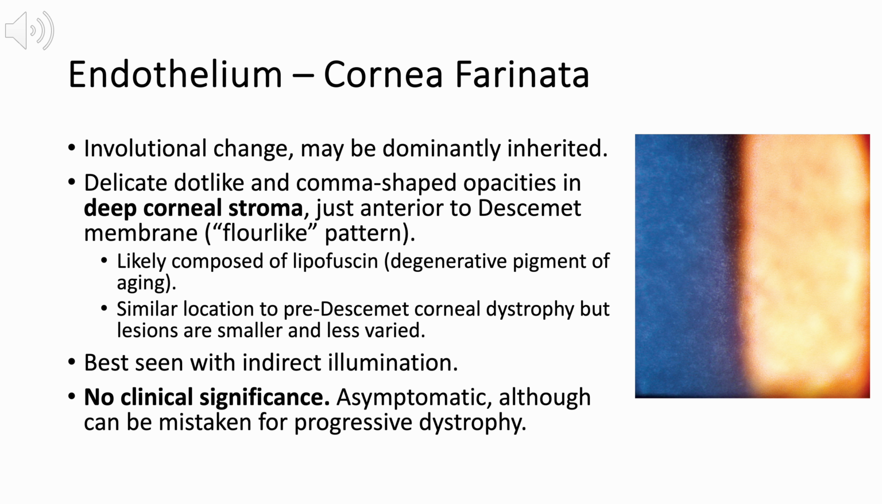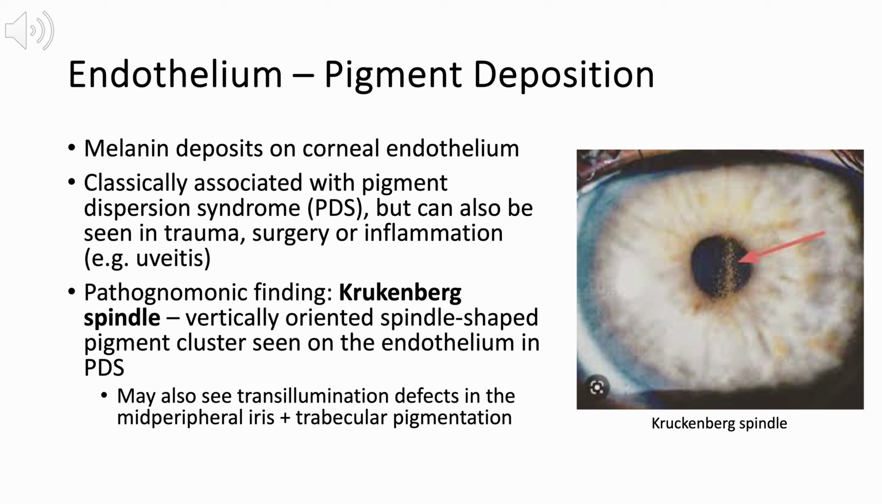In the accompanying slit lamp image, you can see a narrow beam of light highlighting fine dust-like opacities in the deep stroma, producing the characteristic flower dust appearance just in front of the Descemet membrane. Lastly, we will review causes of pigment deposition on the corneal endothelium.